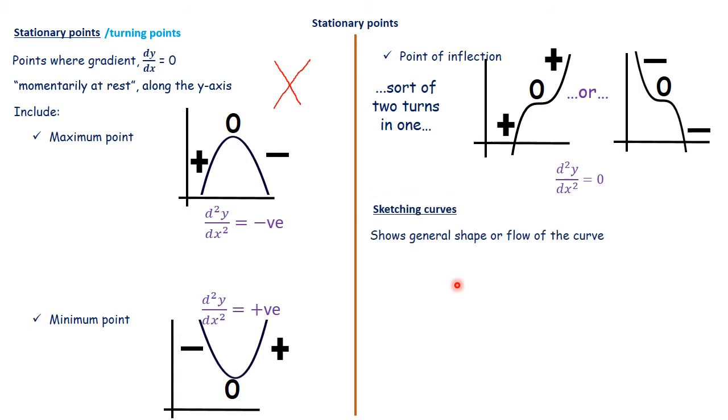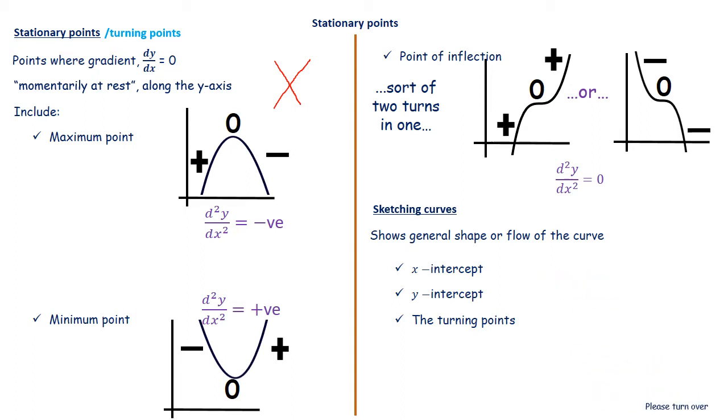Now, sketching curves. This means getting the general shape or flow of the curve. And to do that, we need the x-intercept, the y-intercept, and the turning points. We also need to find out the nature of turning points. We shall see that in the second lesson that will follow after this, because it cannot be done in a single lesson. It's too long.